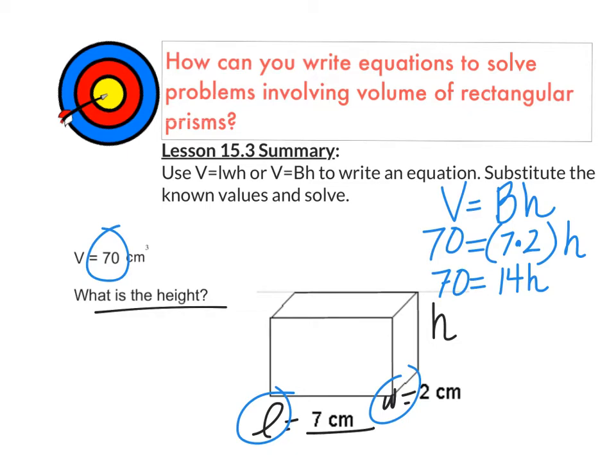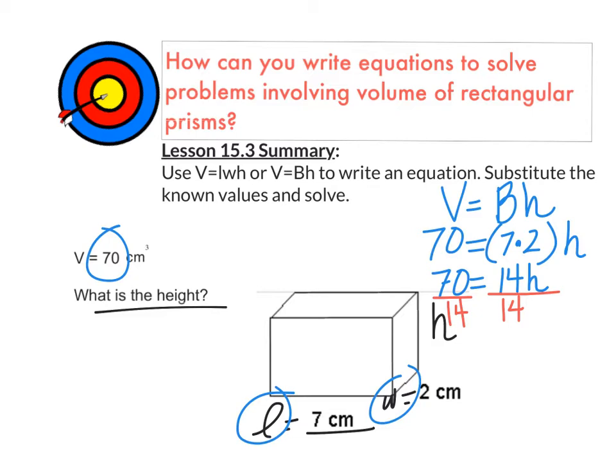Right now I have a multiplication equation. When we solve equations, we use an inverse operation to solve for the unknown, or to get that variable isolated by itself. Since 14 is being multiplied by H, to solve for H I have to do the inverse, division. So I'm going to divide by 14. In order to keep my equation balanced, I have to do the exact same thing on the other side, so I'm going to divide 70 by 14.